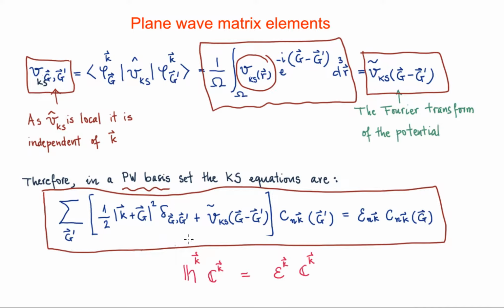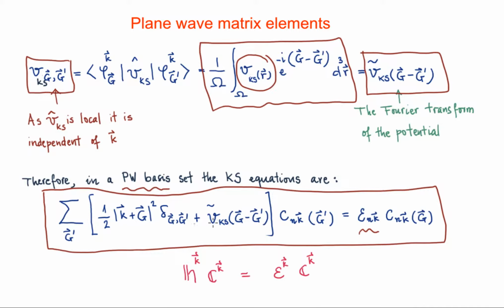Here we have the kinetic energy component. Here we do have the potential energy component. These are the coefficients that we want, associated to the expansion of the Kohn-Sham equations in the plane wave basis set. Here is the eigenvalue that we do have. And again, here we have the expansion coefficients of the Kohn-Sham equations in the plane wave basis set. So these are the equations.